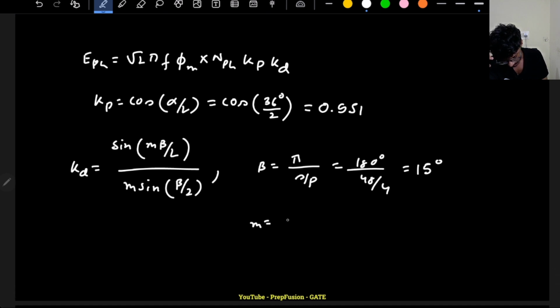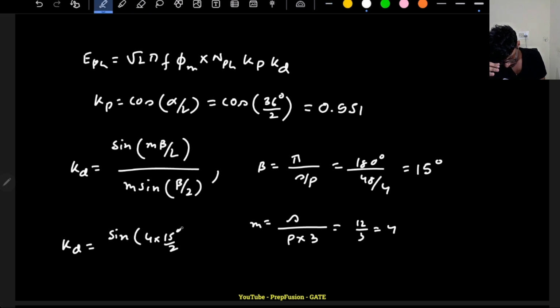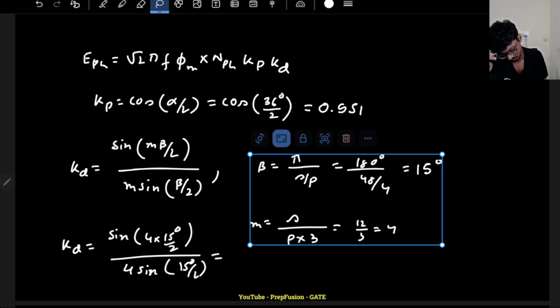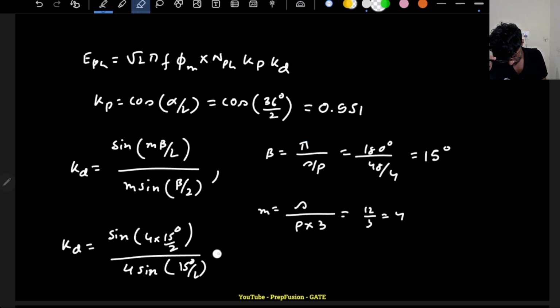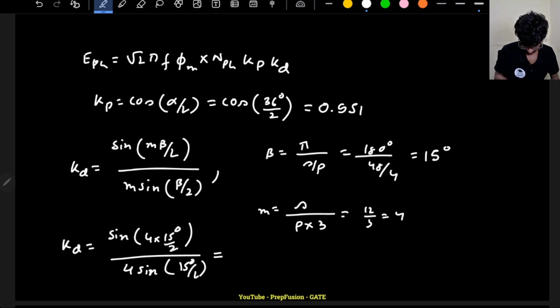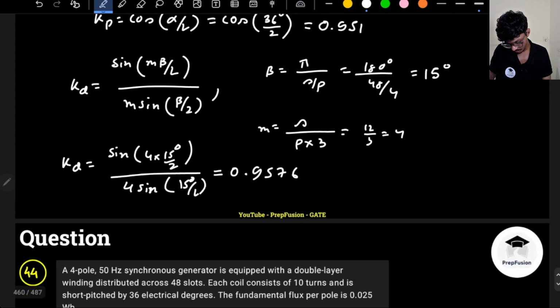So what is m? M is basically slots divided by number of poles into number of phases, right? Slots per pole is 12. 12 divided by 3 will be 4. So Kd will be equal to sine of m beta by 2, so 4 into 15 by 2 degrees, divided by m into sine beta by 2 degrees. So this will be sine 30 divided by 4 sine 7.5. So Kd comes out to be 0.9576.